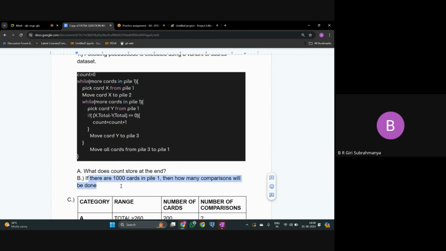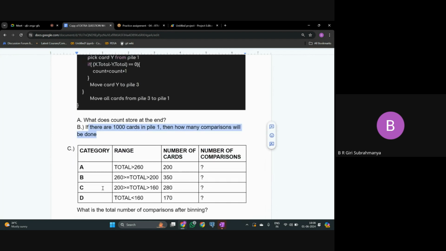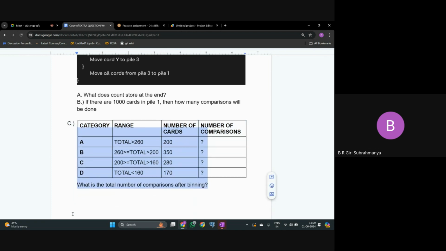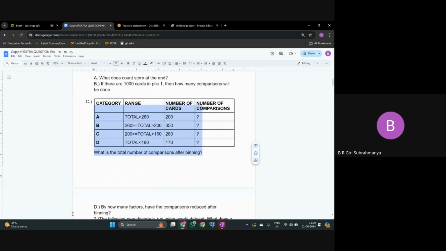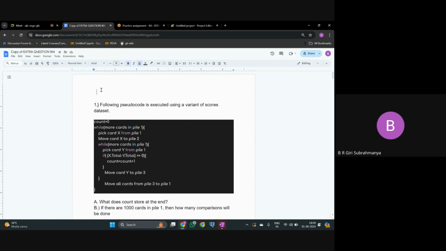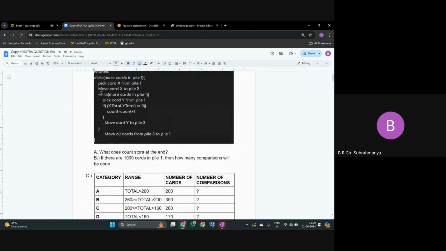If there are 1,000 cards in pile 1, then how many comparisons will be done? Then for question C, this is binning. We are going to bin them in 4 categories A, B, C, D. After that, what is the total number of comparisons after binning? And question 4 is: what is the reduction factor after binning? Can you all do this?